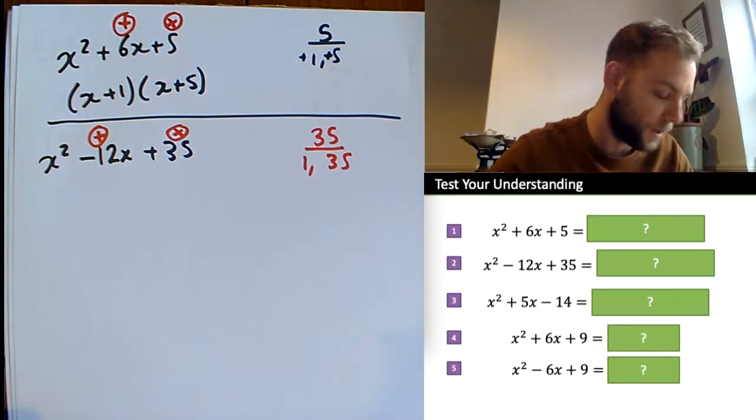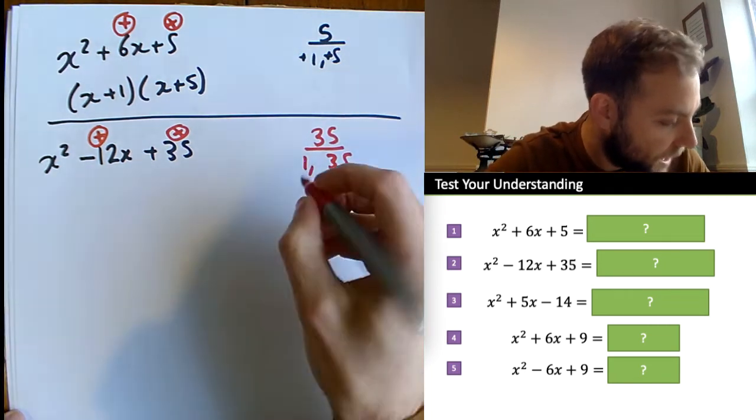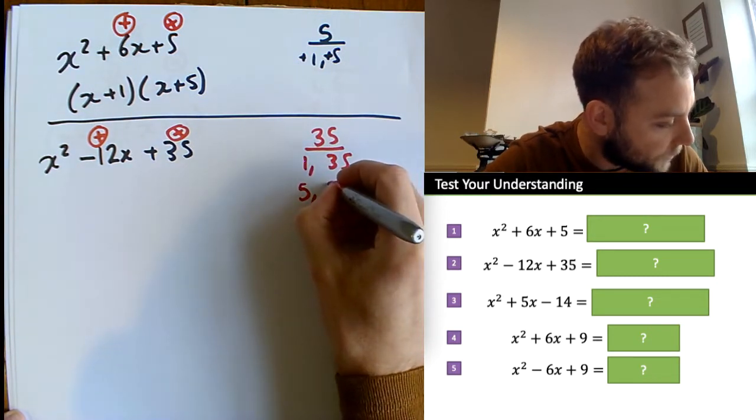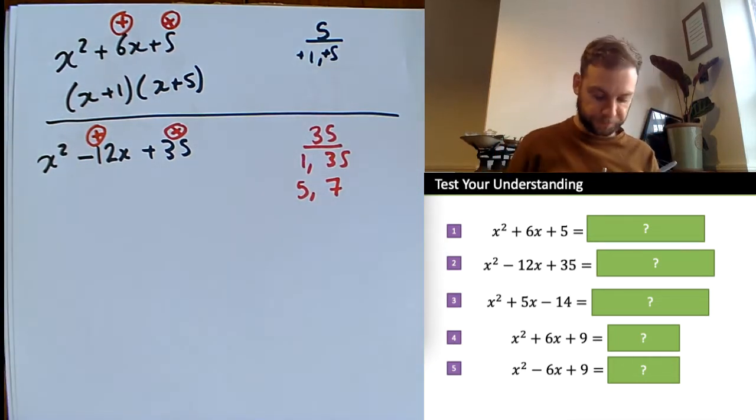4, hold on, does 3 go? I think 3 does go actually. No, it doesn't. 4 doesn't go. 5 does go. How many times does 5 go? 5 times by 7. 6 doesn't go, but then we're back to 7, so we stop.